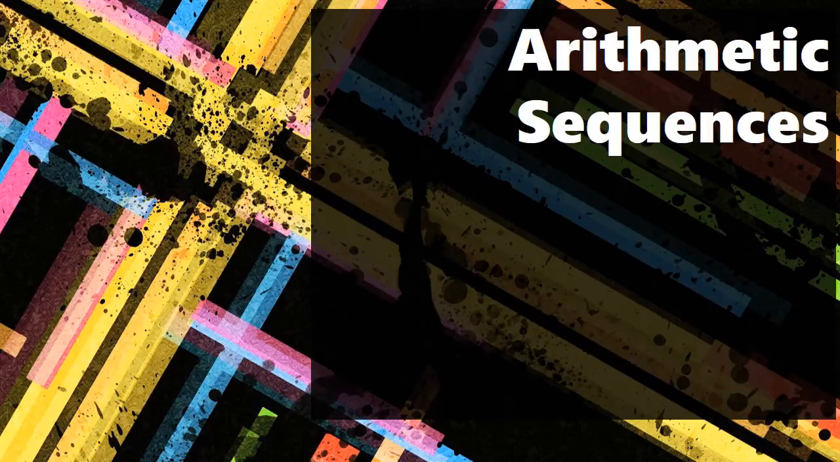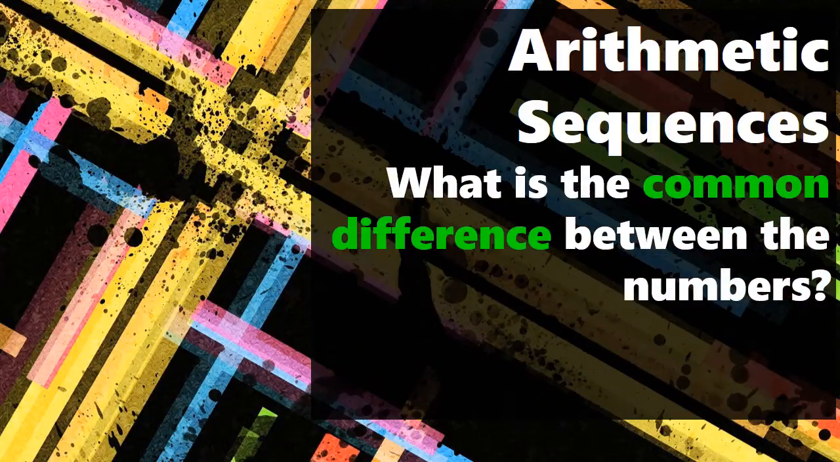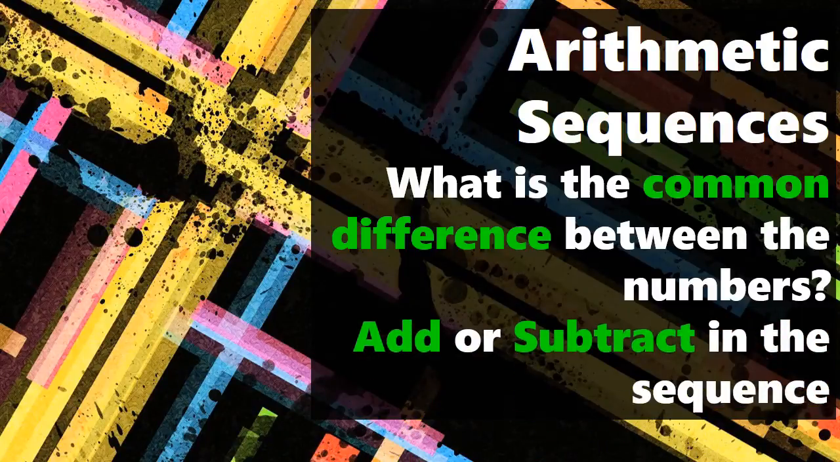First, we're going to talk about what arithmetic sequences are and provide some examples. With this, we're going to be given a series of numbers, and with arithmetic sequences, we're going to figure out what the common difference between the numbers is. And all this means is, what number did we add or subtract in the sequence to get the next number?